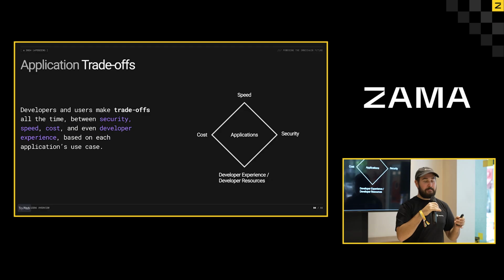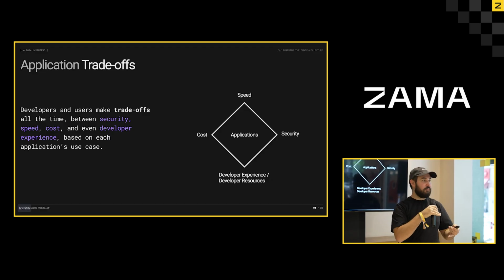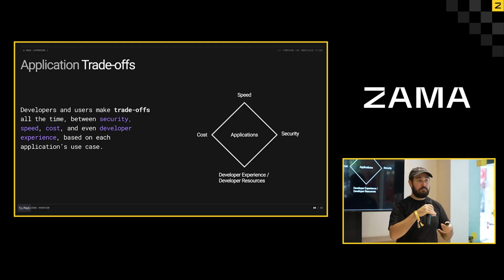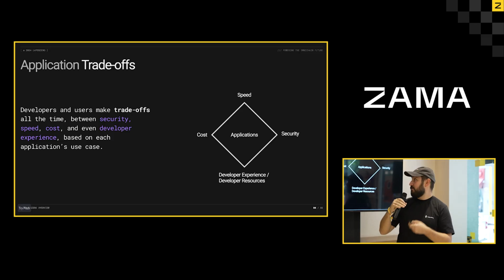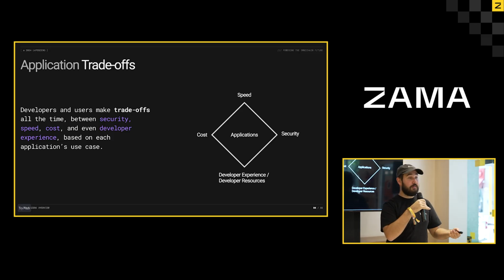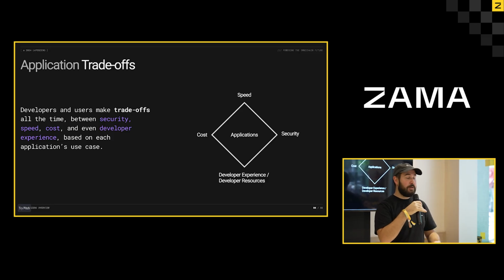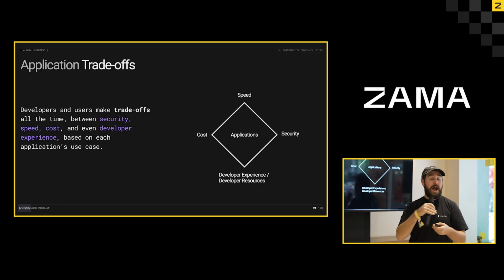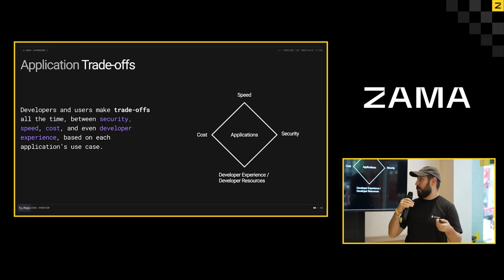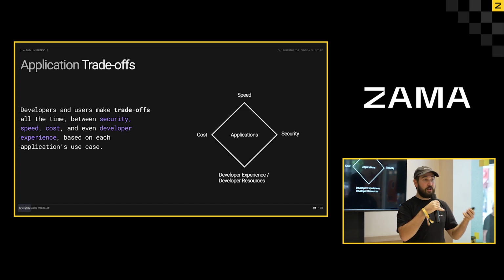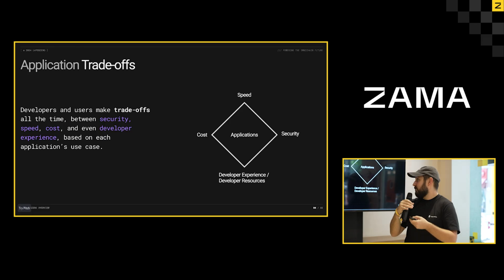So with that out of the way, let's take a little bit of a step back and think about what are the trade-offs when it comes to being an app developer in today's blockchain world. Developers and users are forced to make trade-offs all of the time when they interact with various different smart contracts, when they build smart contracts, when they think about how their applications are put together. You are forced to decide between a security trade-off, a speed of execution trade-off, cost, and also the developer experience of working with the various platforms and services that you end up using.